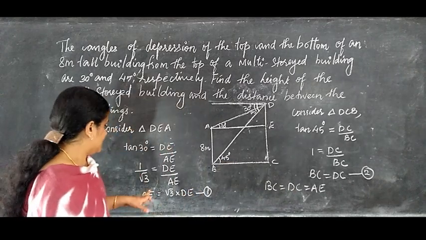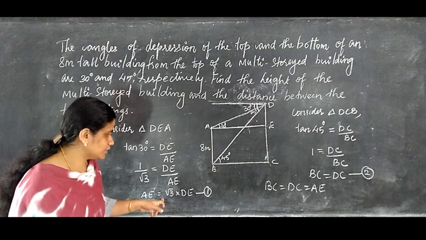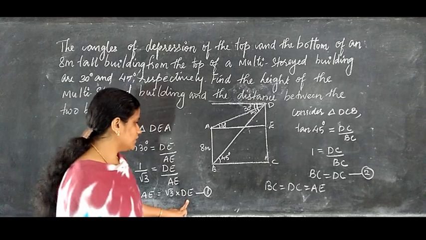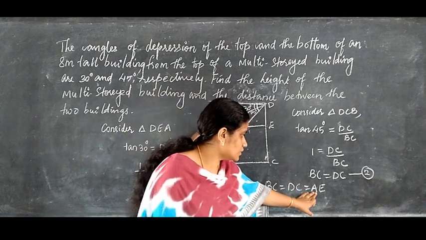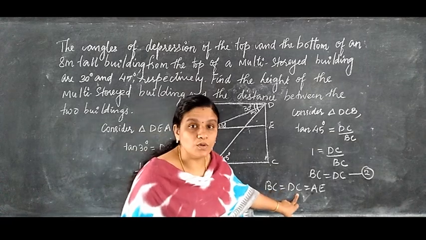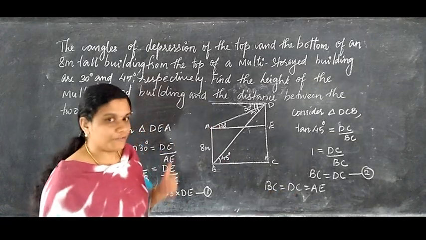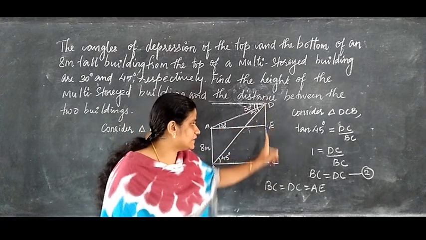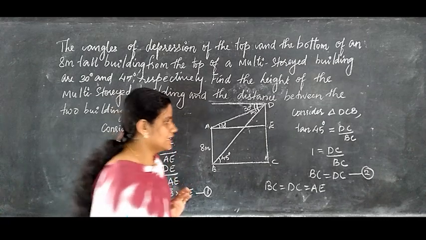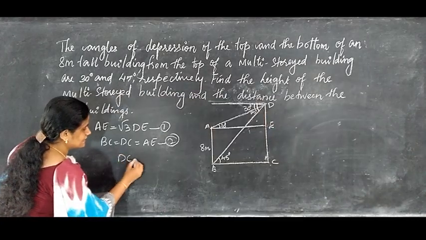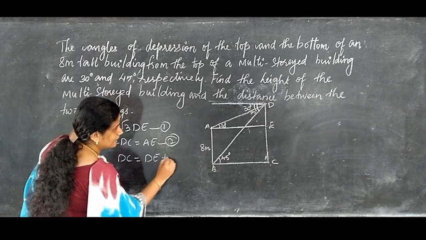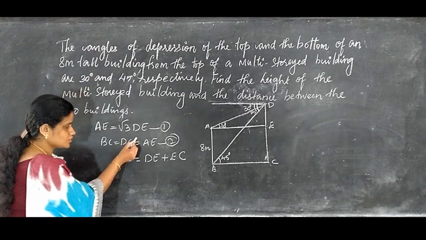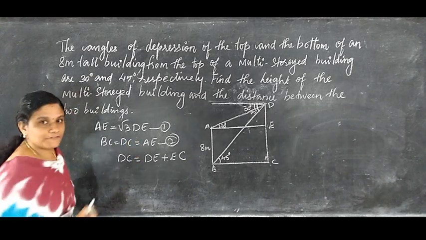Now you just see here, we have AE is equal to root 3 into DE. And also we know that AE is equal to BC is equal to DC. Now from the figure, what is DC? DC is equal to DE plus EC. So we can write DC is equal to DE plus EC. Now from equation 2, instead of DC, what can we write, children?